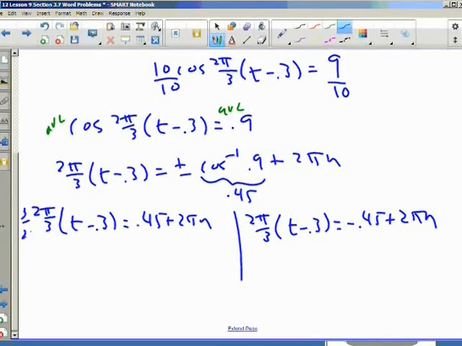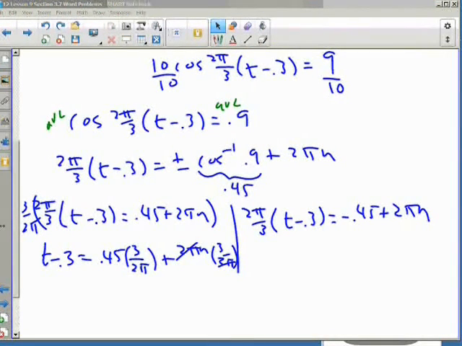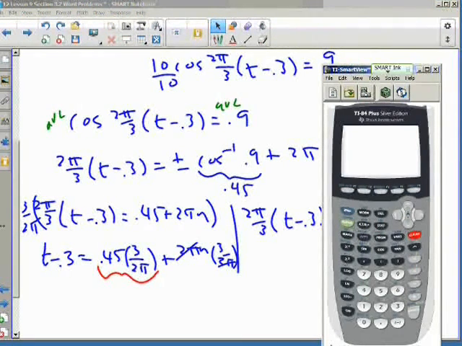Multiplying the whole equation by the reciprocal, we get t minus 0.3 equals 0.45 times 3 over 2 pi plus 2 pi n times 3 over 2 pi. Okay, now we're going to evaluate this using the calculator. We're going to be careful about this because there's some dividing that I want to make sure comes through properly. So I'll divide by 2 and then divide by pi. And I get a 0.2 there.